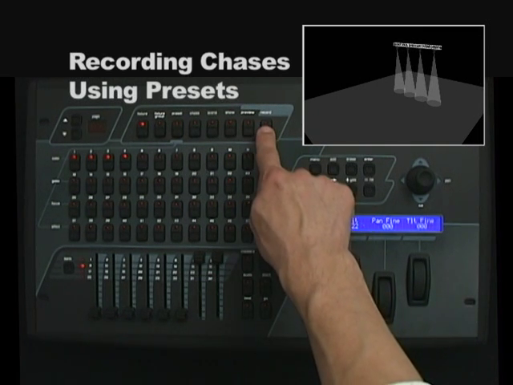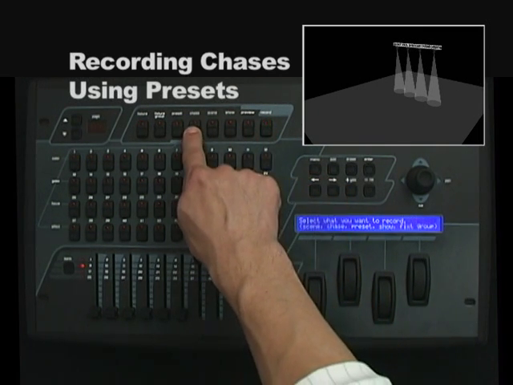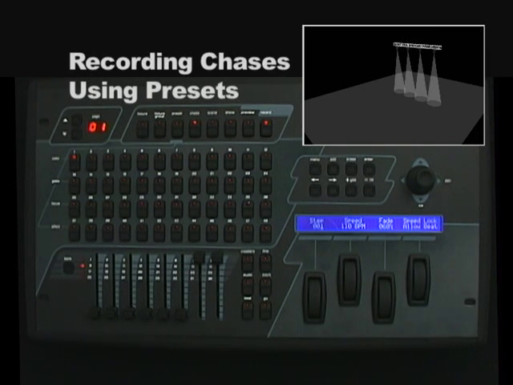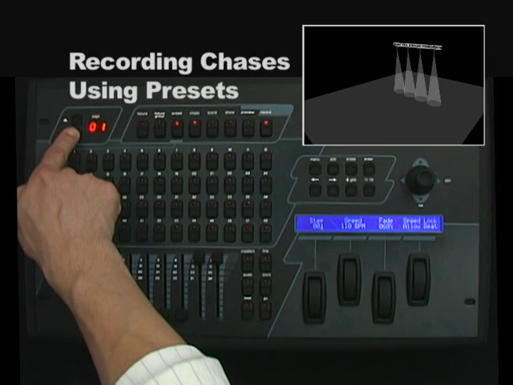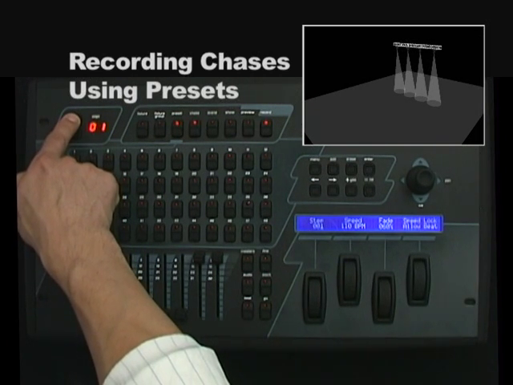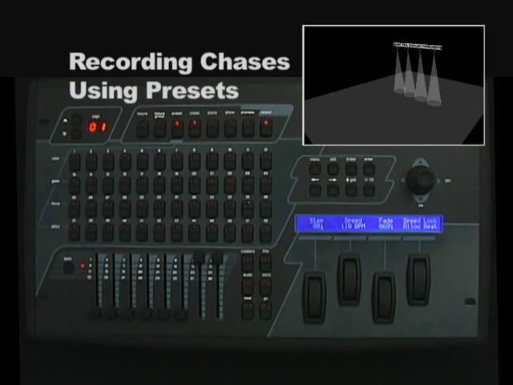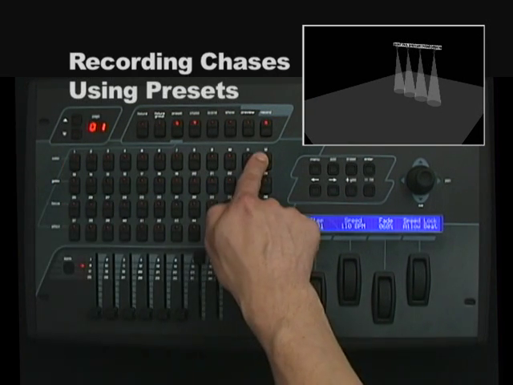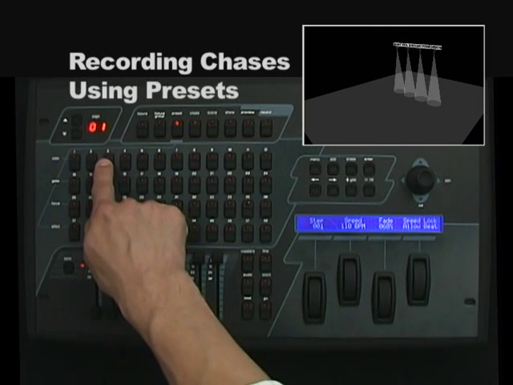To record the chase, press record, then chase so that both LEDs are flashing. Next, press the preset button. Its LED will come on solid. Use the up-down page buttons to scroll to the page that contains the presets for your selected fixtures. As I previously recorded color presets on the top row, I'm going to do a color chase.